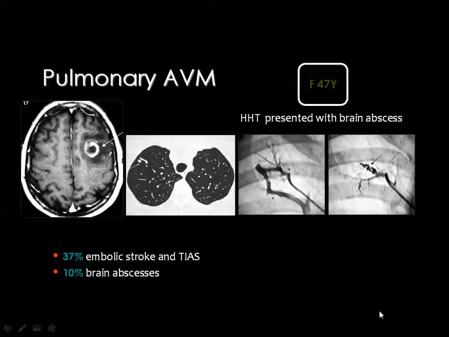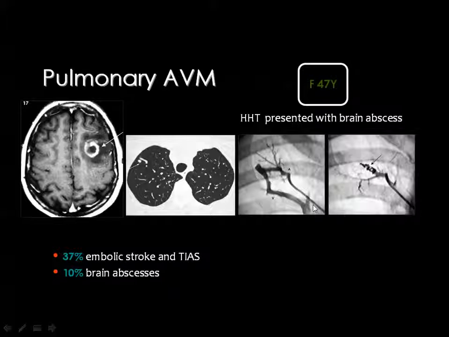Actually, there are a lot of complications for the pulmonary arteriovenous malformations, like embolic strokes and transient ischemic attacks. Also, the development of brain abscesses secondary to passage of the pulmonary septic emboli through the artery direct into the vein, and so on. Then this is an example of brain abscess secondary to a small arteriovenous malformation, which has been occluded by steel coil, as you can see here.